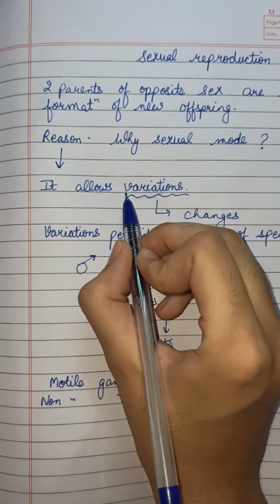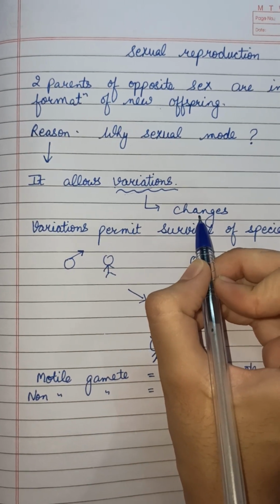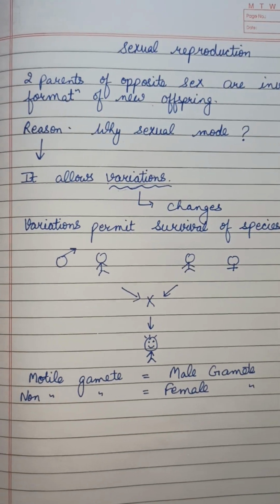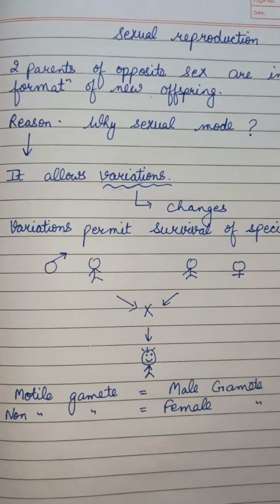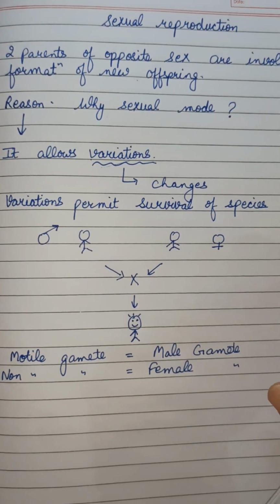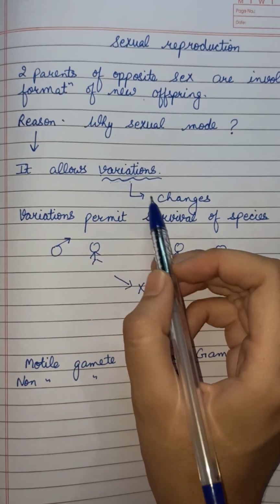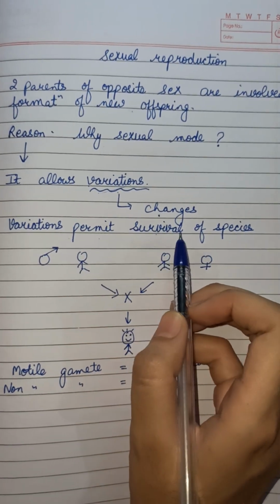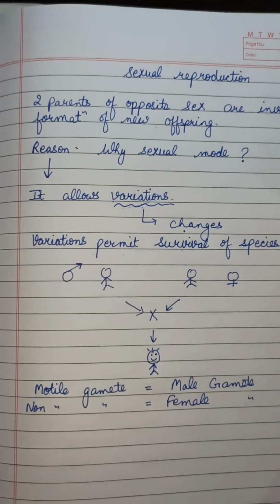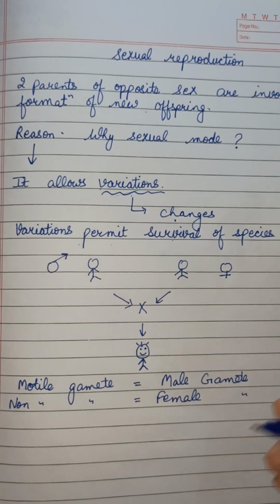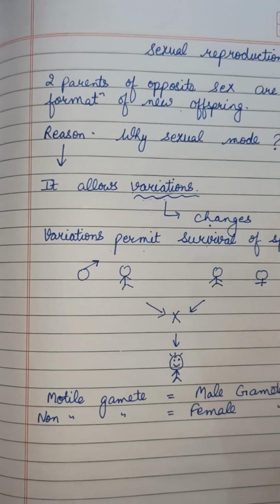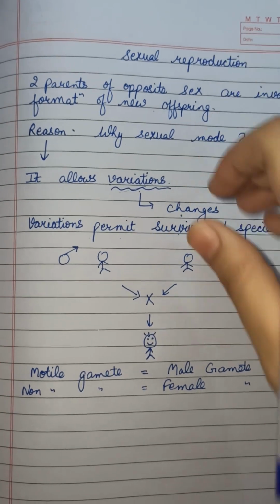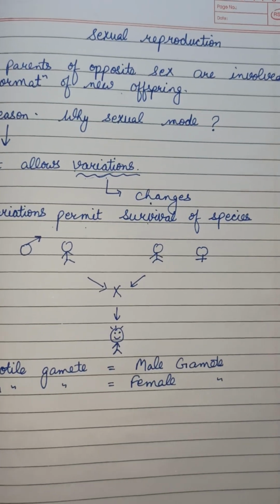Now what are these variations? These variations are changes in organisms which have more complex body organization than the lower organisms. What do these changes do? They permit the survival of species. Like if there is some environmental change after some years, the one who is able to survive in that environment will continue its generation. The one which is not able to will die.